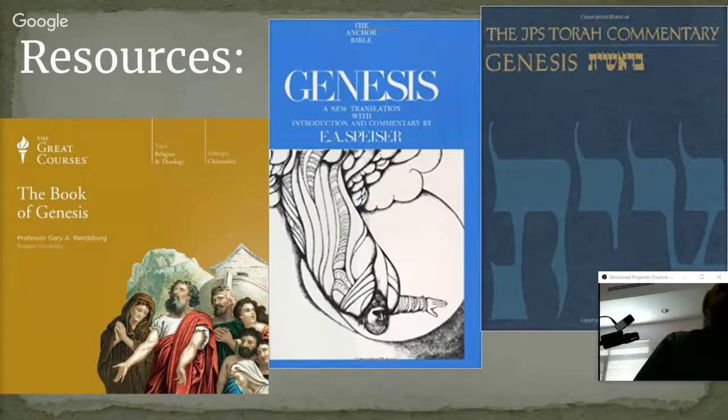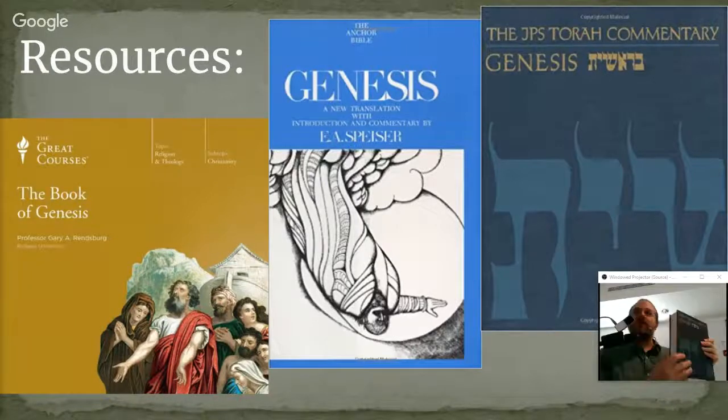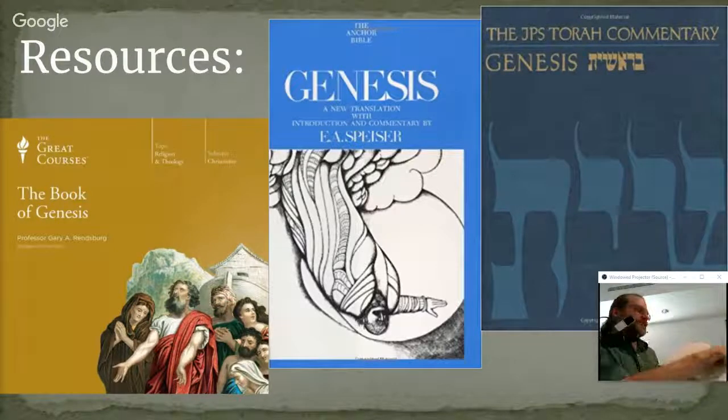And then we have this one, which, of course, reads backwards because it's Jewish, and it's the Jewish Publication Society's commentary. They have one of these on a lot of the different books. This one, it's fascinating. It's got the Hebrew, about this much of the Hebrew, and then commentary.